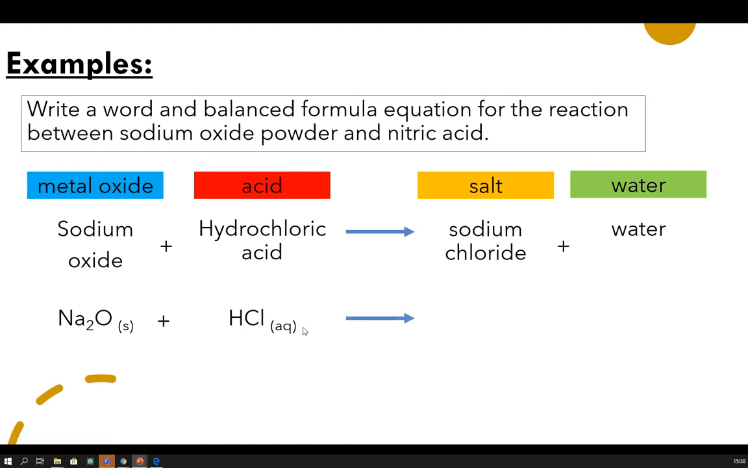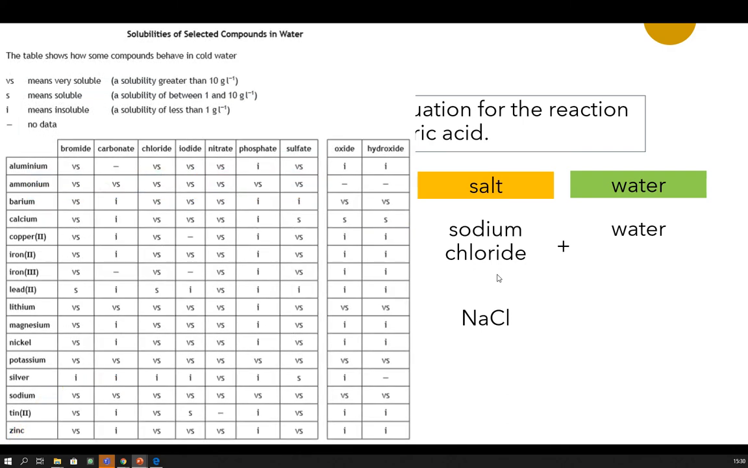So we need to now name the salt. Now the salt is sodium chloride, and sodium has a valency of 1, chlorine has a valency of 1. So again, we can work out the formula, but we've also got to think about what state symbol we can put for sodium chloride. Would it be in solution? Would it be a solid? So what we need to do now is to look in your data book and find the solubility tables.